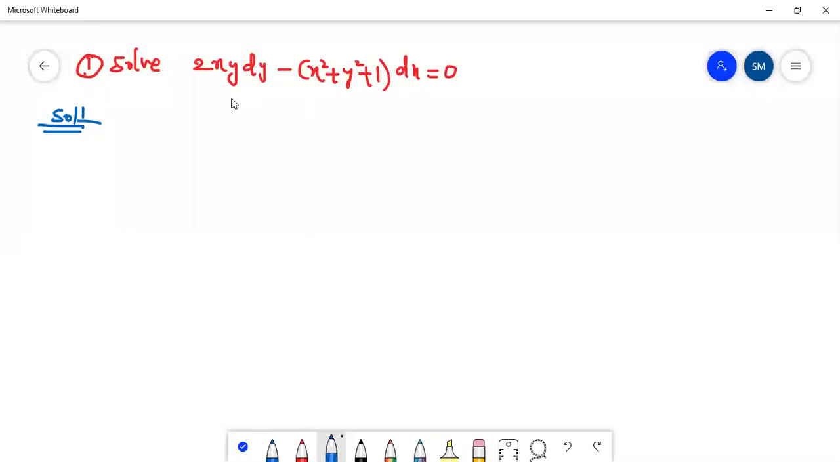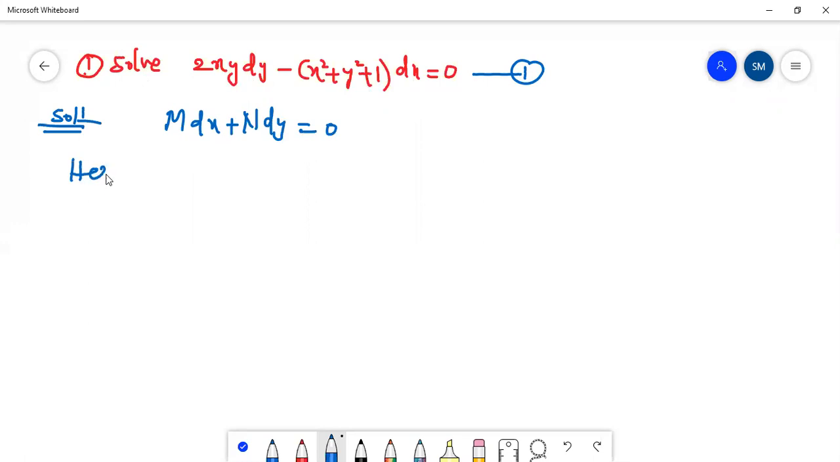I'm taking one problem. This problem is suitable to which method? Either 4 or 5. Just we can check that one. Here, the problem is 2xy dy minus (x square plus y square plus 1) dx equal to 0. Let it be equation 1. The given equation is compared with the general form M dx plus N dy equal to 0.